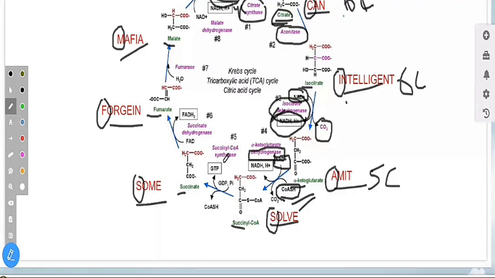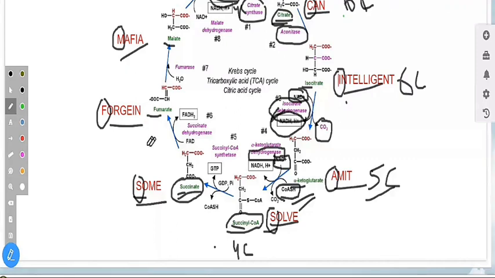Now the third substrate, succinyl CoA. Alpha ketoglutarate is a 5 carbon compound, but succinyl CoA is a 4 carbon compound. From this succinyl-CoA, the next substrate is succinate, which has the letter S, and this letter S represents succinate.